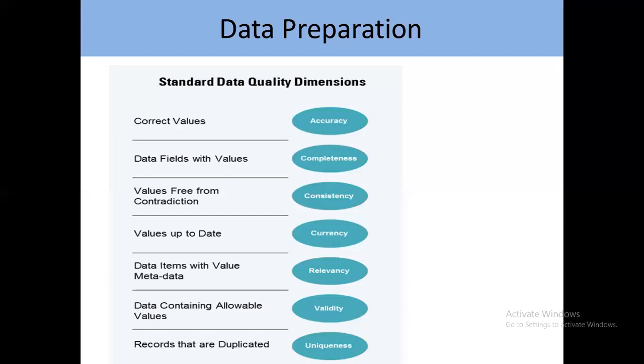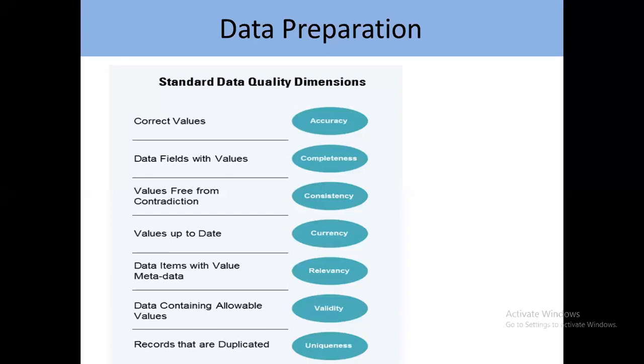Okay, look at this figure I gave us. We have accuracy, that's correct values. We have to check if the values in the data given are correct. We will use common sense most times for all these things. We'll check if data fields are empty. That's the cells, you know, in Excel, we have some cells that may be empty. So we'll check that too and we'll report those empty cells. Then values free from contradiction, that is consistency.